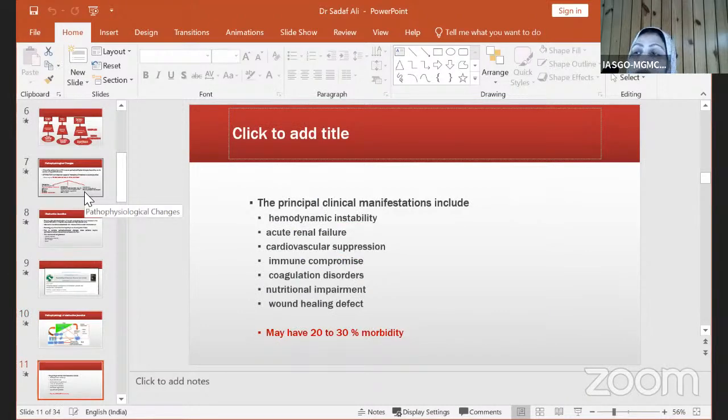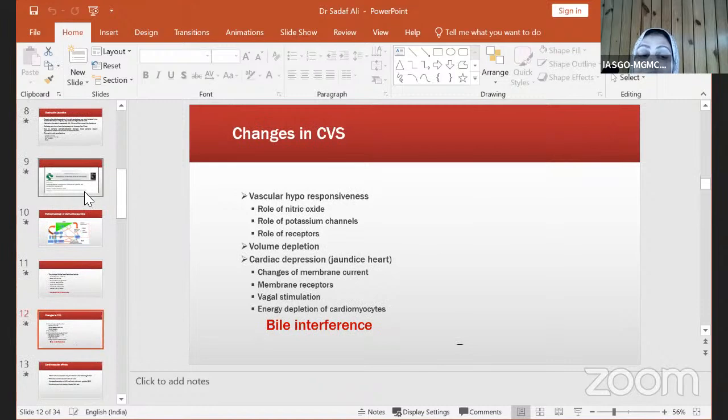So the principal manifestations in these patients can be hemodynamic instability, acute renal failure, cardiovascular suppression, immune compromise, coagulation disorders, nutritional impairment, and wound healing defects. And these patients, if not prepared well, can have as high a morbidity as 20 to 30%, which you can cut short to 10% or less if they are taken up with proper optimization.